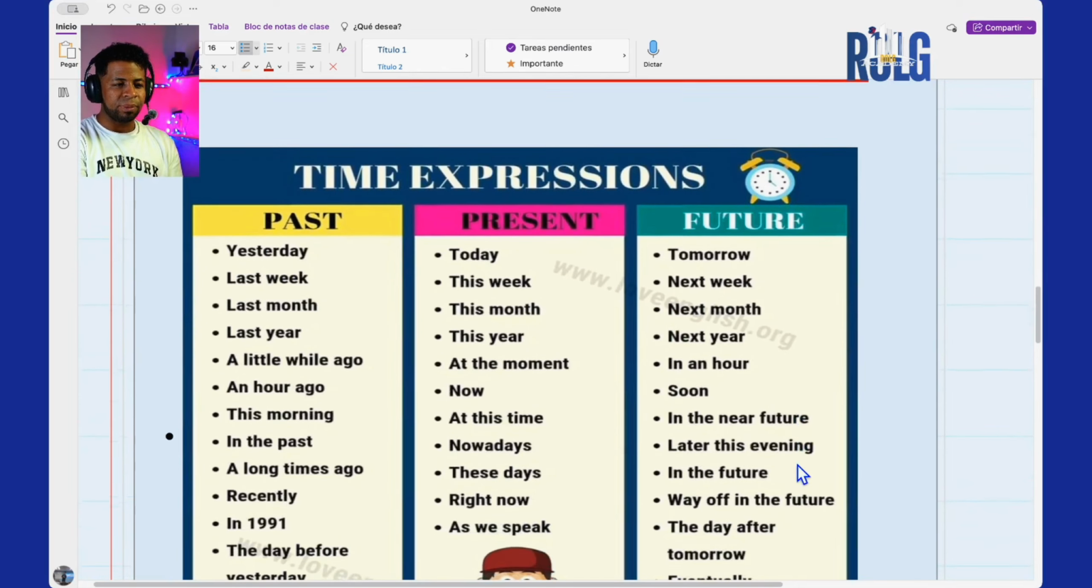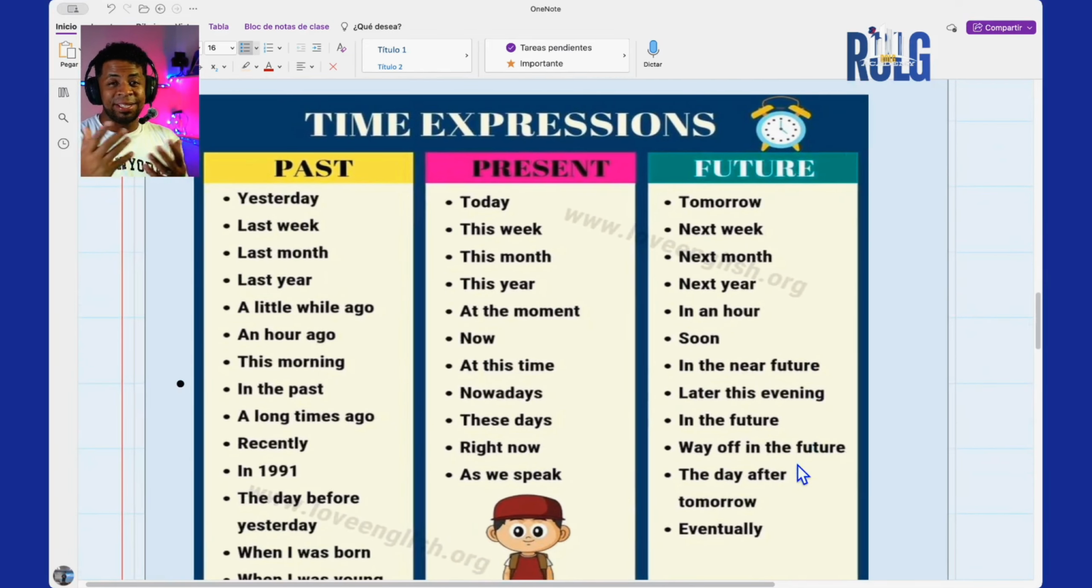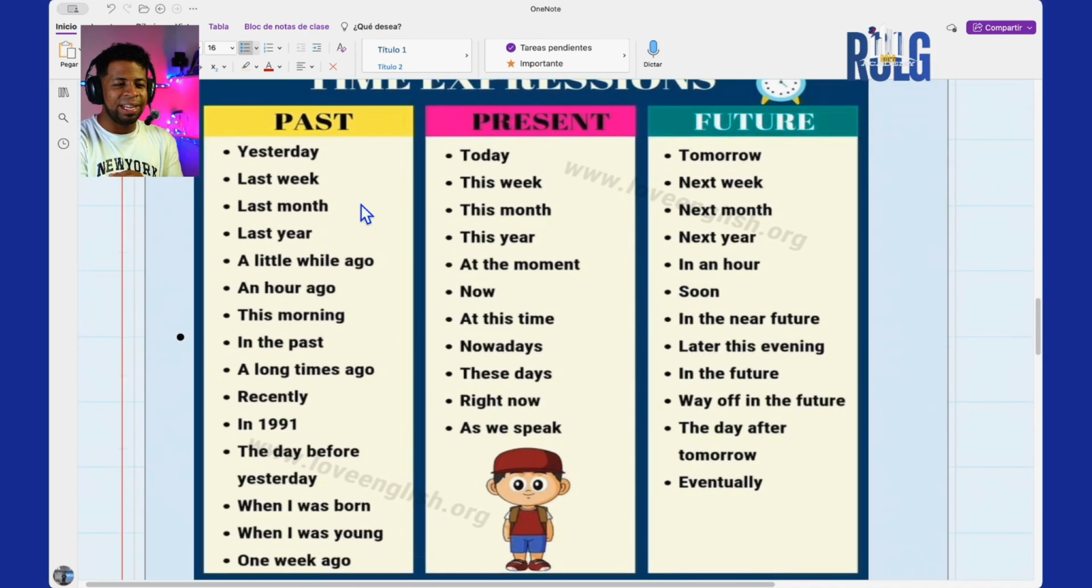Okay. As I told you before, we're going to see some time expressions for today. We have this list. Past, yesterday, last week, last month, last year, a little while ago, an hour ago, this morning, in the past, a long time ago, recently, in 1991, the day before yesterday, when I was born, when I was young, one week ago.